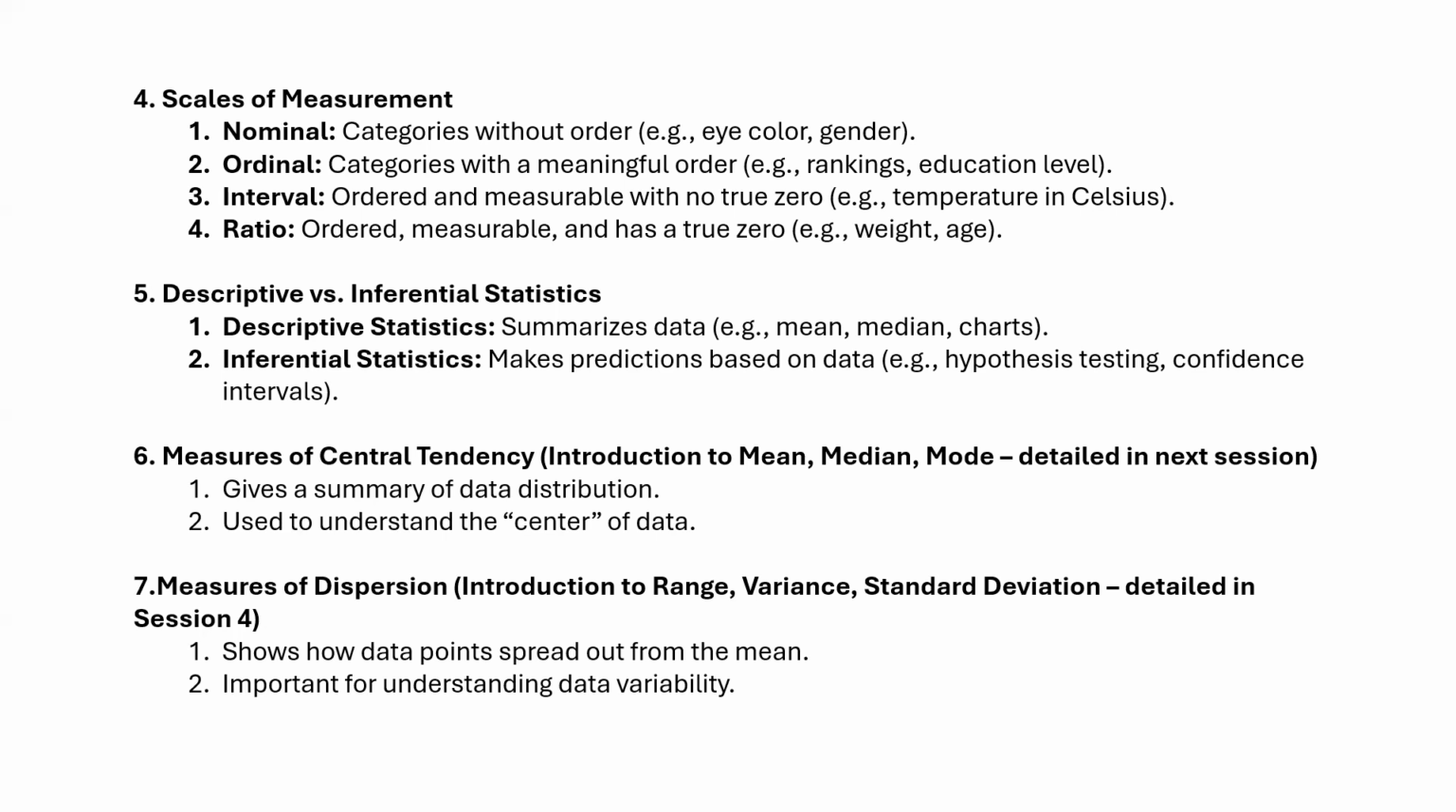It is again ordered and measurable, but it has a true zero. A few examples are available on the screen. First is weight. If weight is zero, can you even feel it? Zero means zero here; it will not exist. If the age of a person is zero, it means the person is not born yet. Correct?